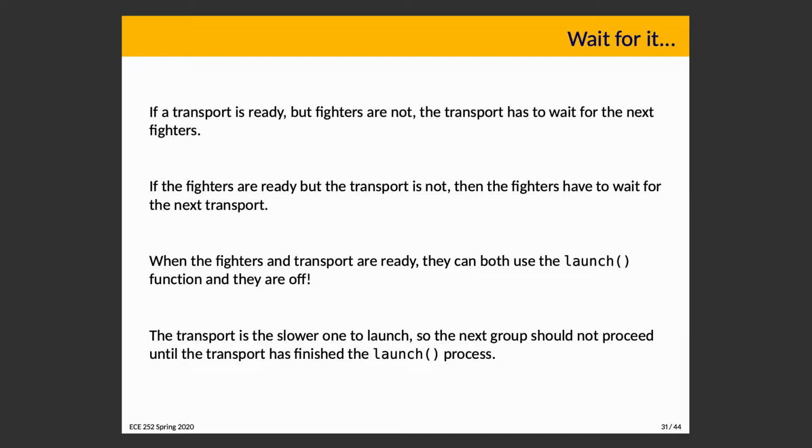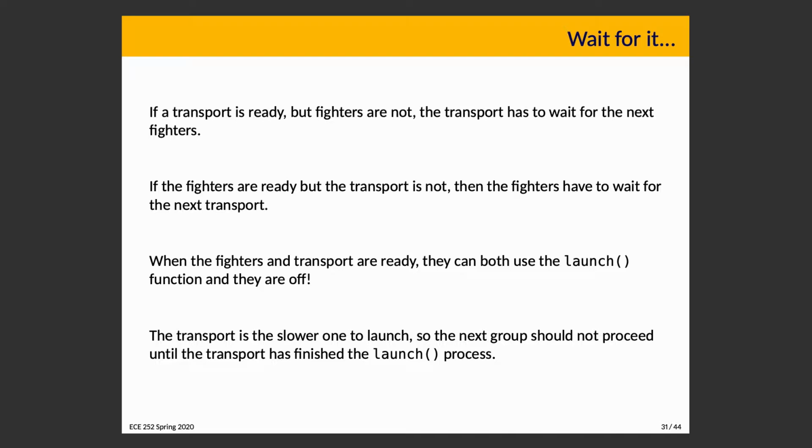One is that since they have to go together, if a transport is ready but the fighters are not, the transport has to wait. Conversely, if the fighters are ready but the transport is not, then fighters have to wait for the next transport. It's not too simple, but also not too complicated. When the fighters and transport are ready, they both use their respective launch functions, and they can leave, take off, fly out of the atmosphere.